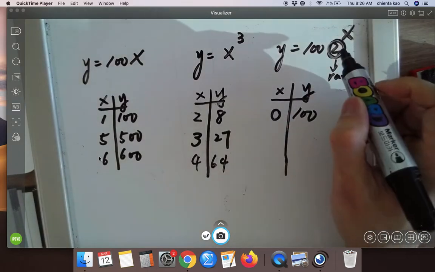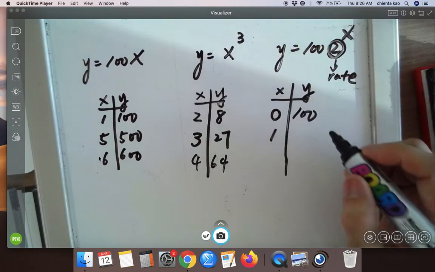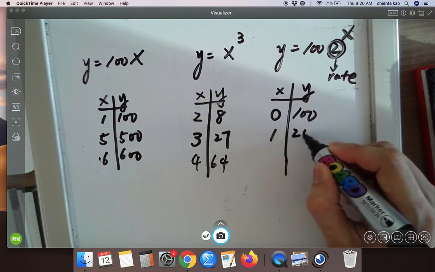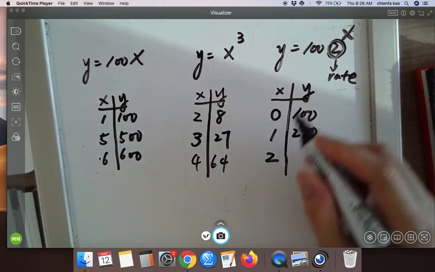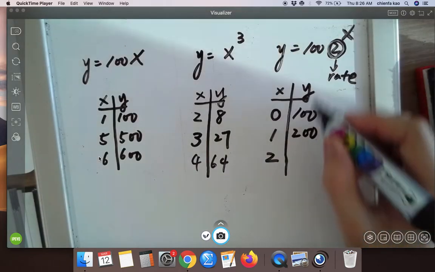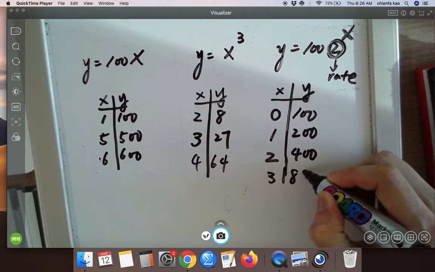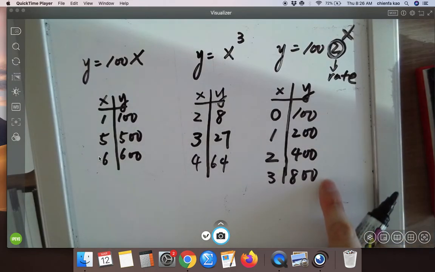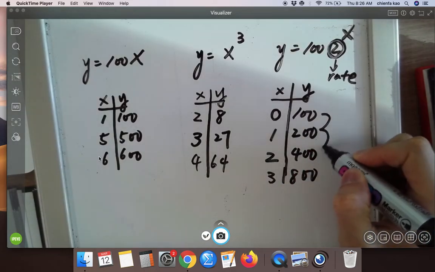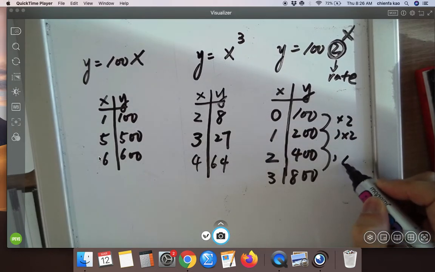Okay, now, so on the first day, 2 to the first power times 100. Guess how much money I will have? I double the money. And on the second day, obviously 2 squared, it's now 400. On the third day, whoa, you have $800. You can see that these numbers increases exponentially, times 2, times 2, and times 2.